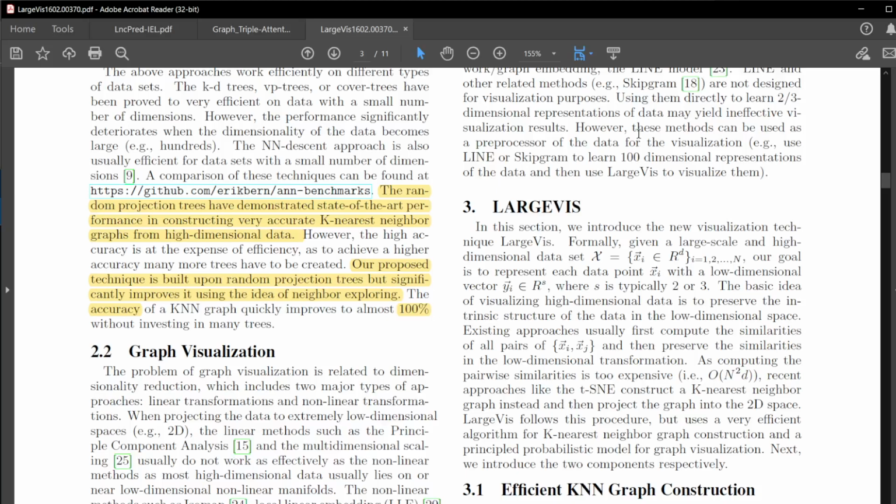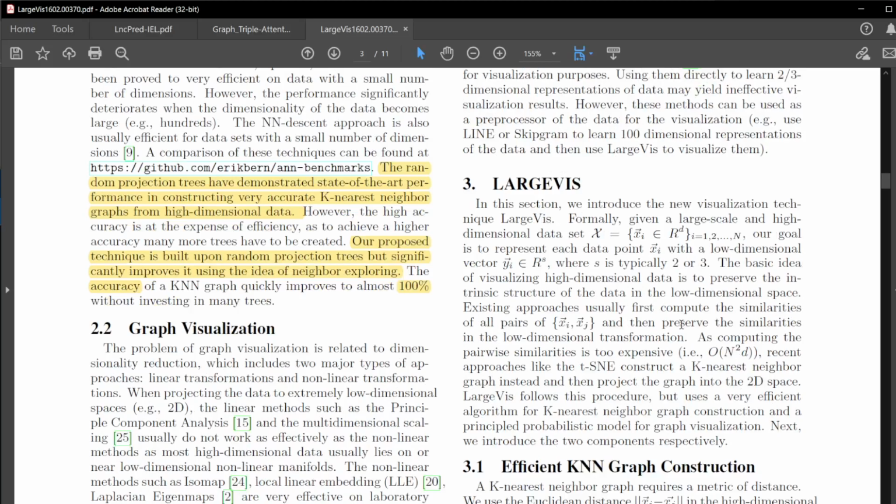The basic idea of visualizing high-dimensional data is to preserve the intrinsic structure of the data in the low-dimensional space. Existing approaches usually first compute the similarities of all pairs of xi, xj, and then preserve the similarities in the low-dimensional transformation. As computing the pairwise similarities is too expensive, i.e., O(n^2 d), recent approaches like t-SNE construct a k-nearest neighbor graph instead and then project the graph into the 2D space. LargeVis follows this procedure, but uses a very efficient algorithm for k-nearest neighbor graph construction and a principled probabilistic model for graph visualization. Next, we introduce the two components respectively.